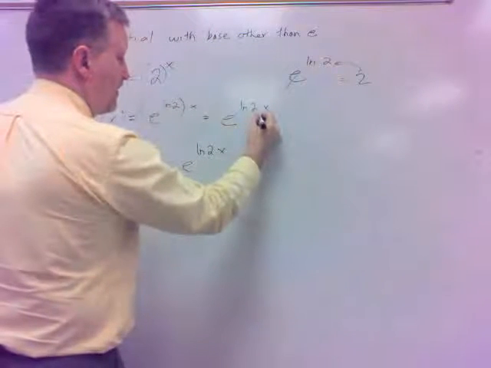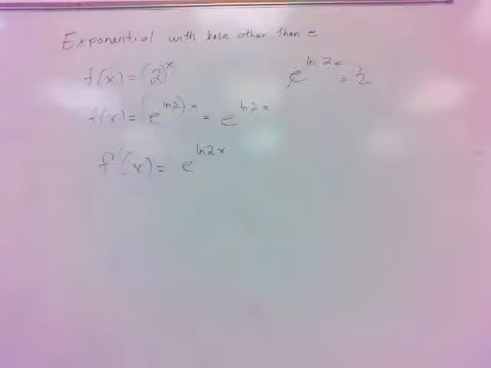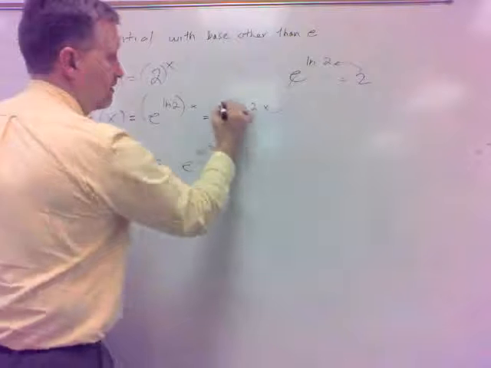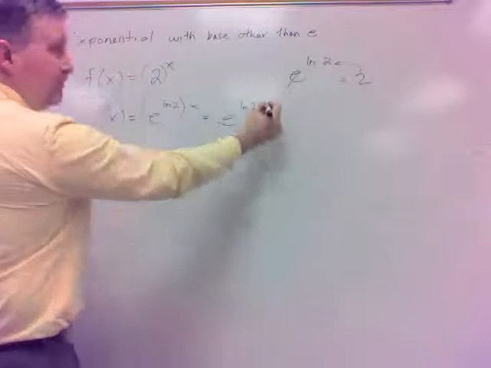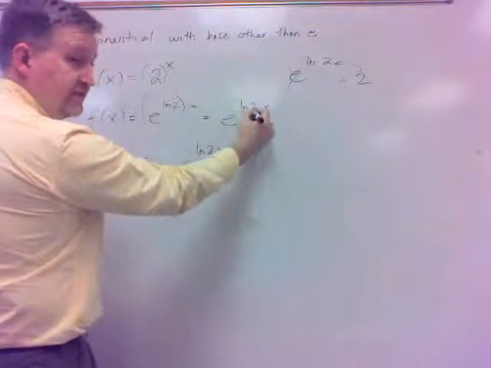Then I multiply by the derivative of the power, don't I? What would be the derivative of this power? Well, the derivative of x is 1, so that leaves me ln of 2, isn't it?